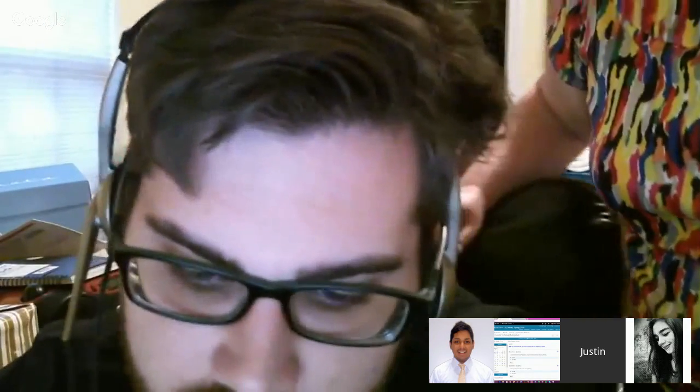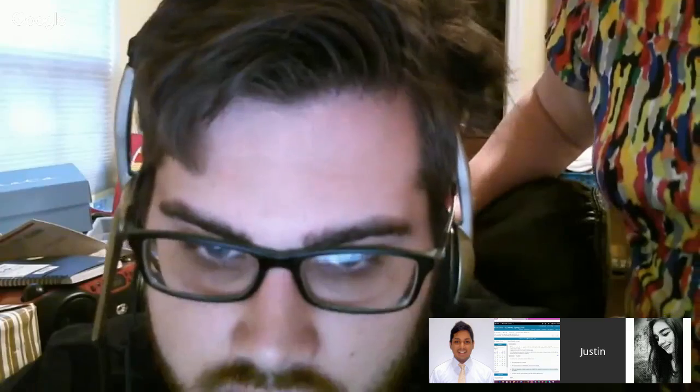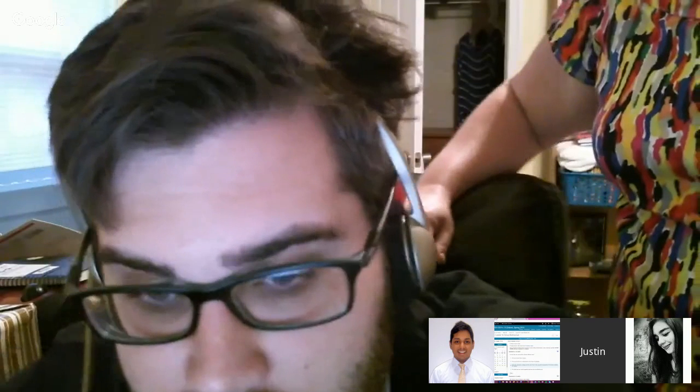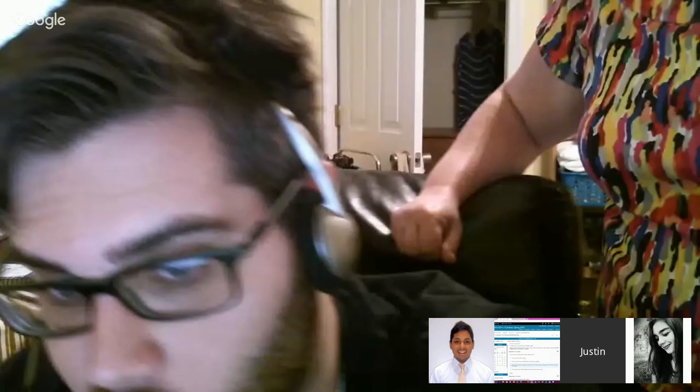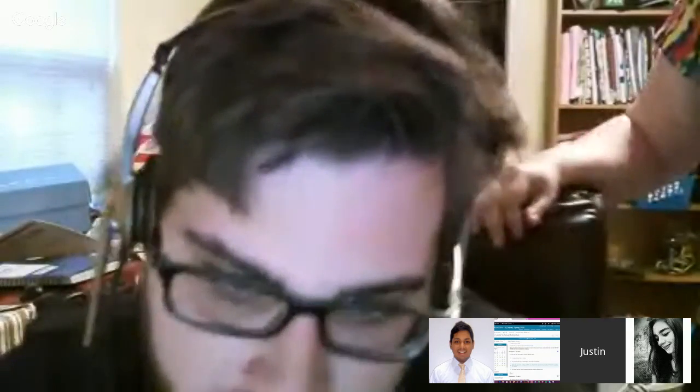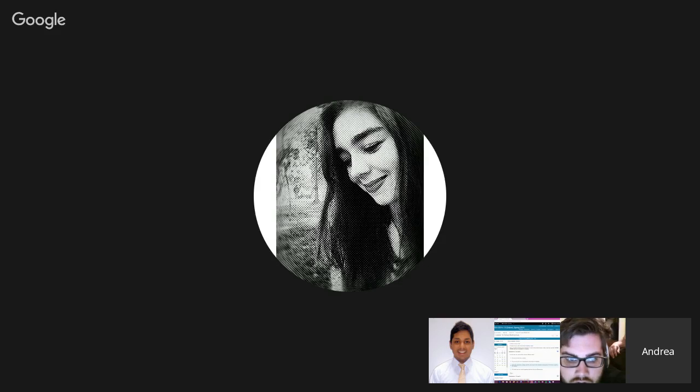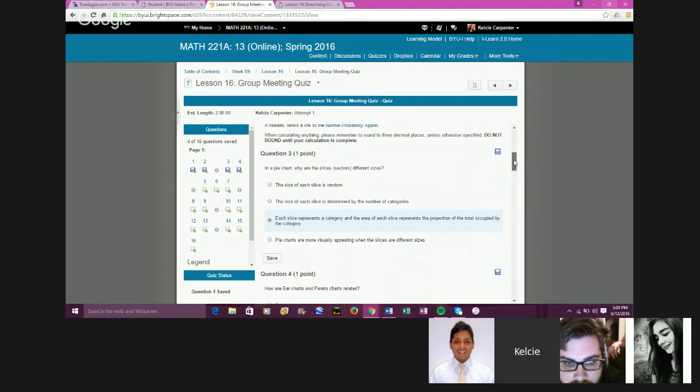So, starting with question number 3. Is everybody on the quiz already? Yeah. Okay. In a pie chart, why are the slices or sectors different sizes? Each slice represents a category, and the area of each slice represents the portion of the total occupied by the category. That's the answer that I believe it is. I agree.